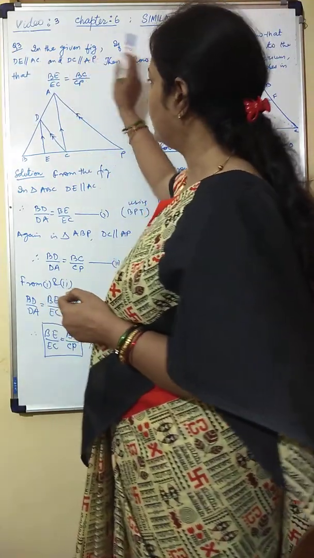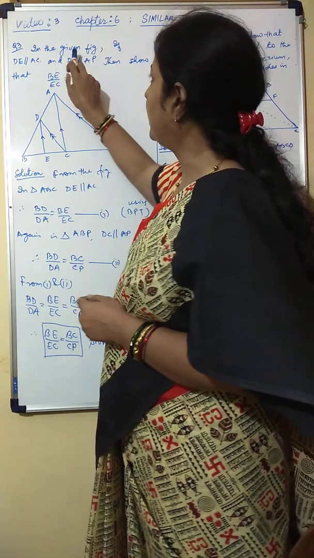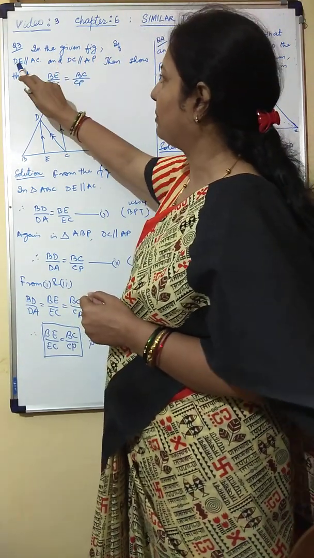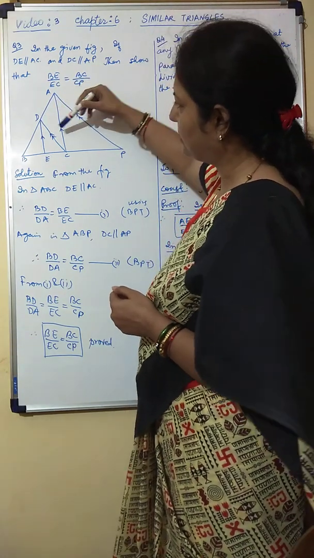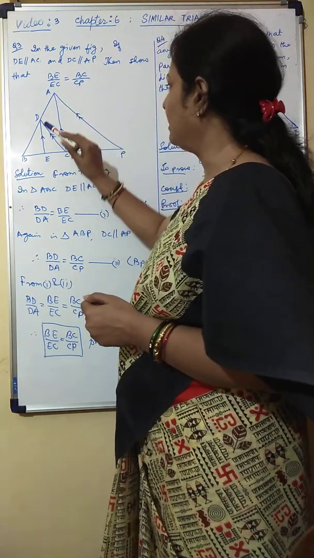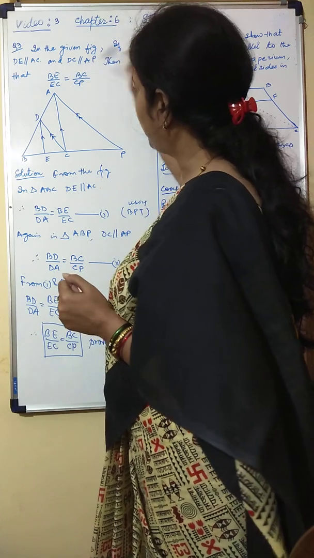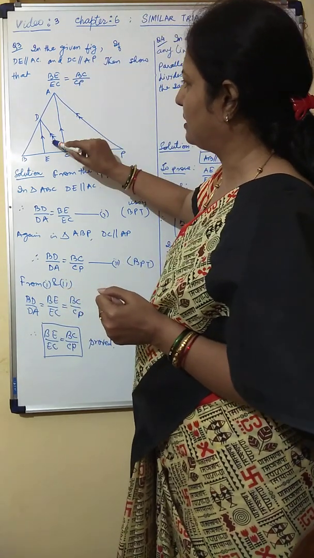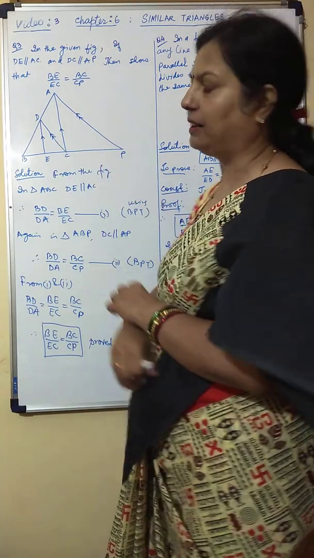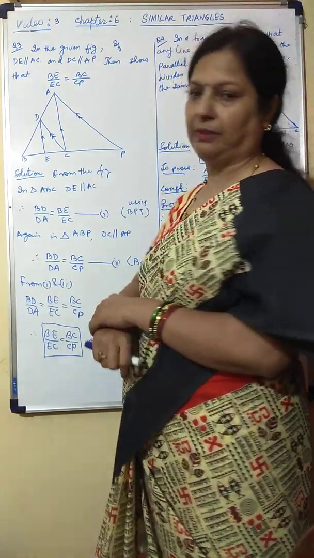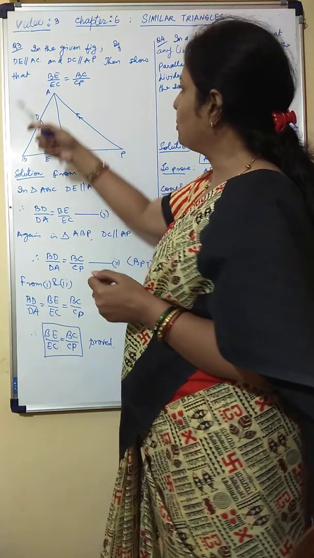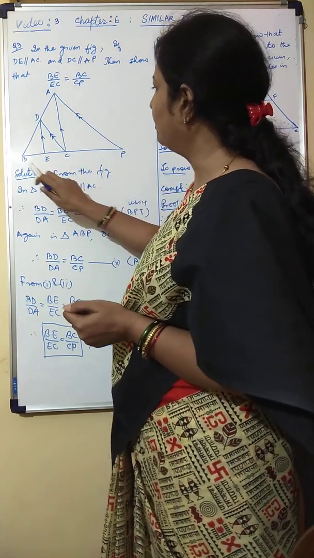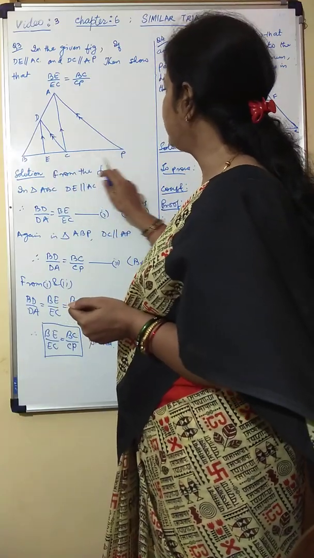Now in the given figure, DE is parallel to AC. You can see here that DE is parallel to AC. These arrows show the parallel symbol, and DC is parallel to AP. This DC is parallel to AB. So these are two pairs of different parallel lines, hence the two different arrows. Then show that BE by EC is equal to BC by CP.